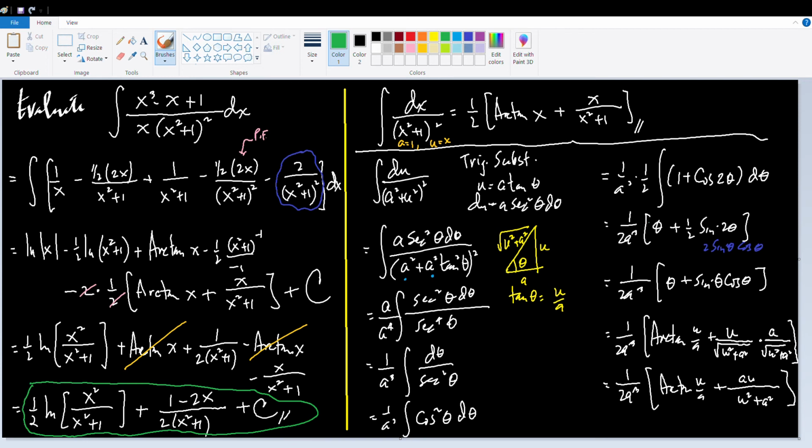So remember that whenever you encounter an integral similar to dx over x squared plus 1 quantity squared, we have the integral of du all over a squared plus u squared quantity squared, which is 1 over 2a cubed times arctangent of u over a plus au all over u squared plus a squared.